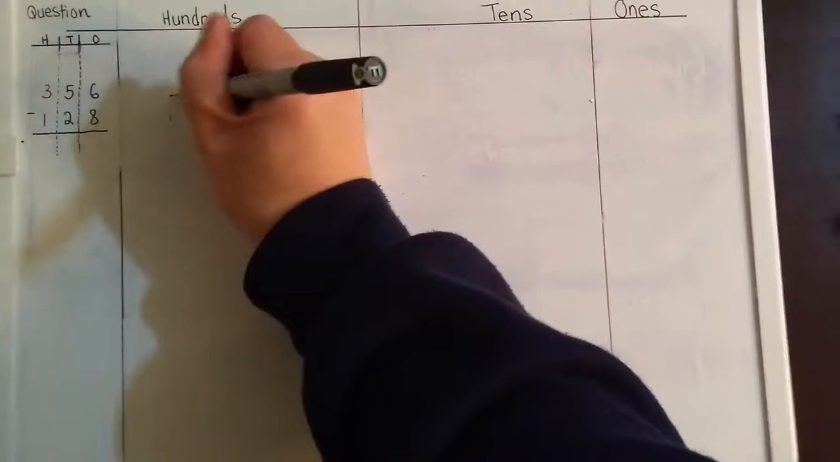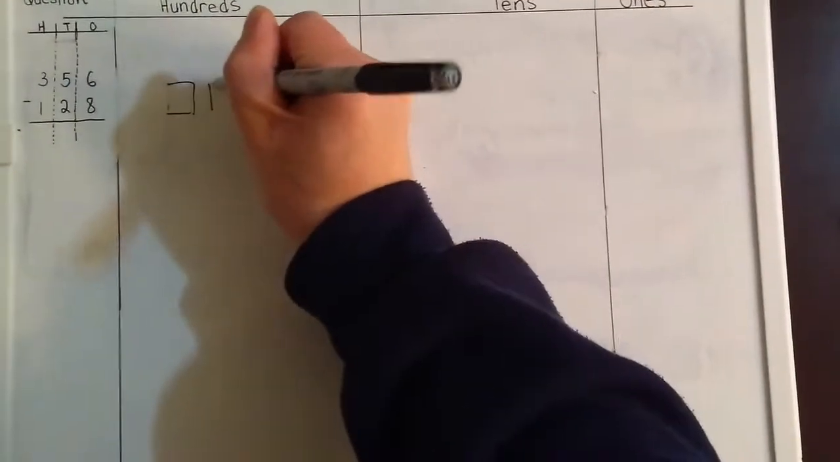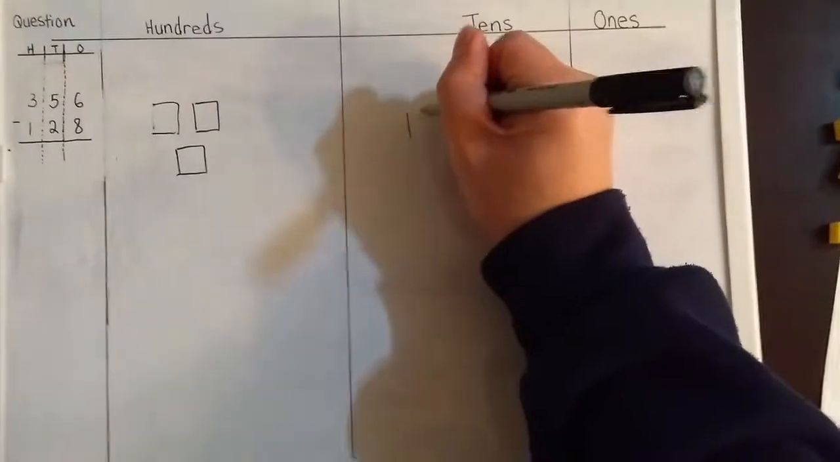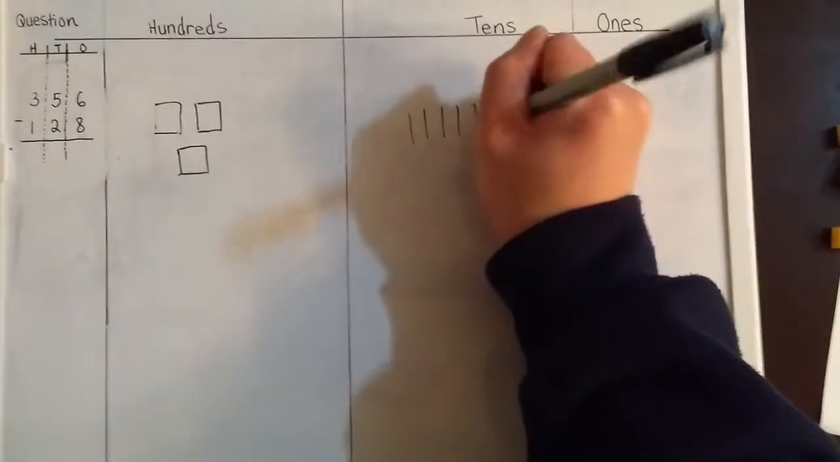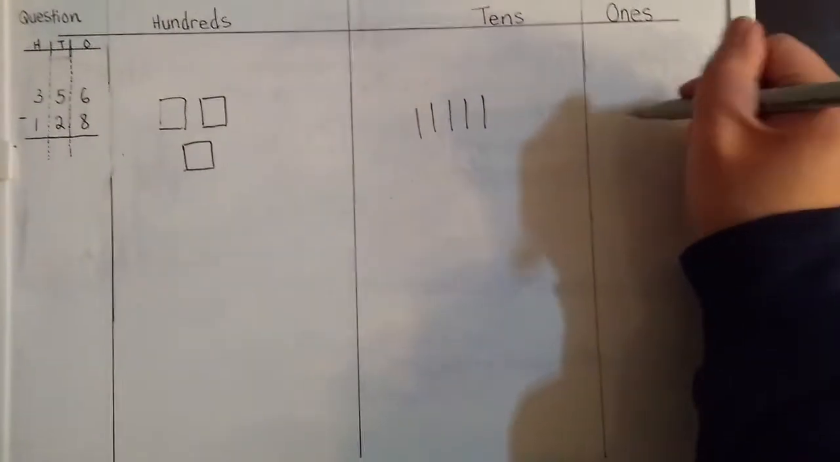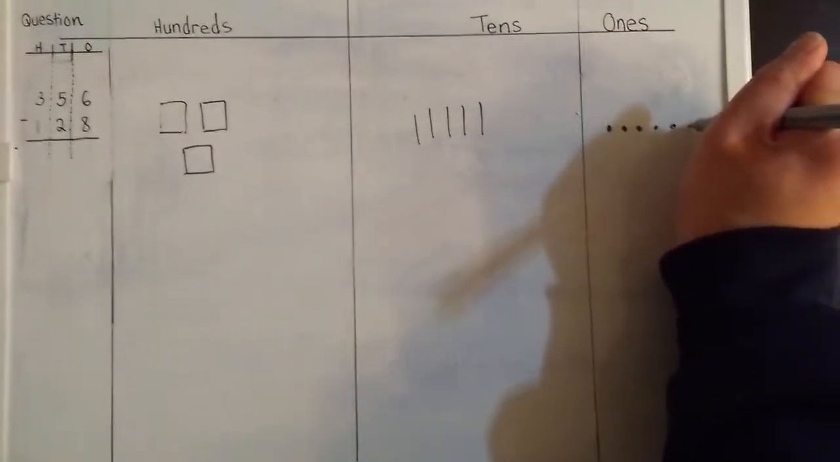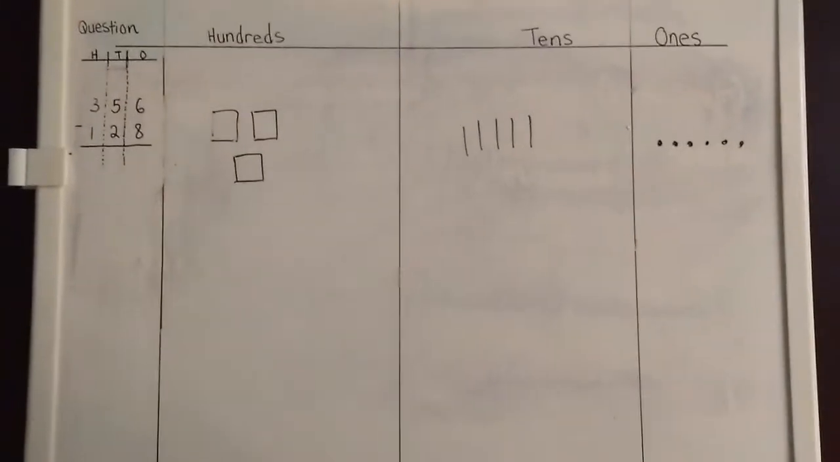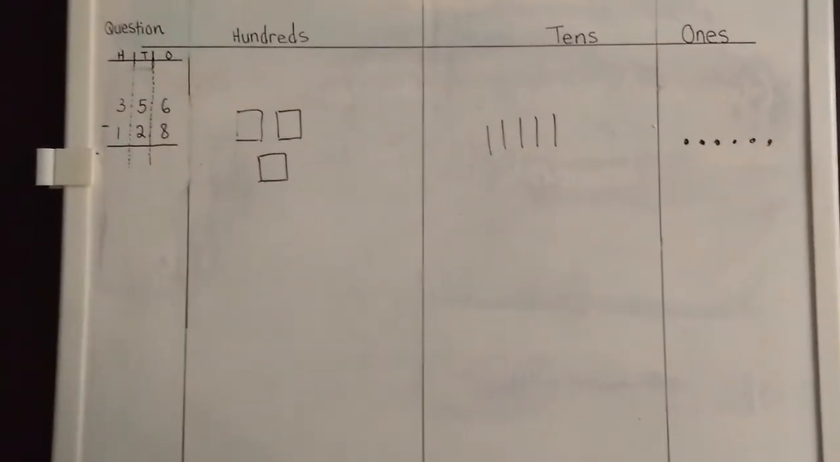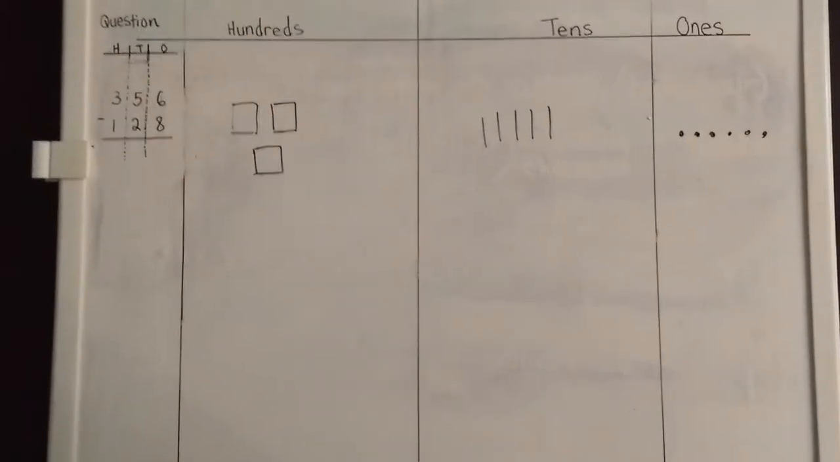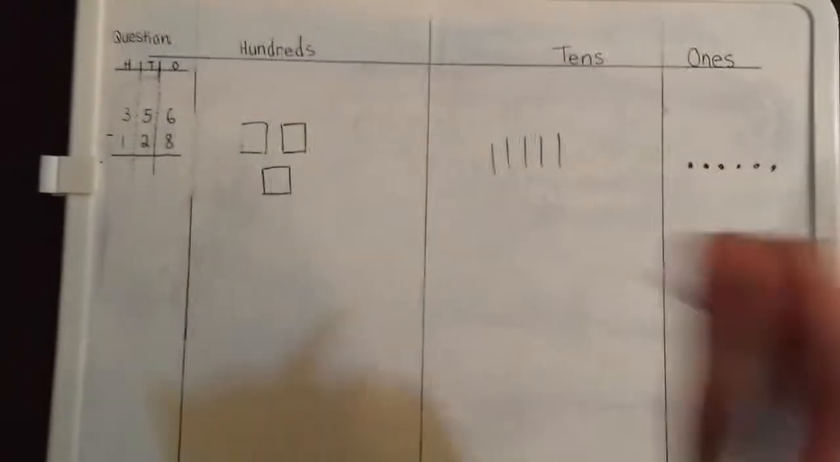I'm going to draw 100, 200, 300s. I need 56, so I need 5 10s. 1, 2, 3, 4, 5. And I need 6 1s. 1, 2, 3, 4, 5, 6. When I do 356 subtract 128, I always start with my 1's place value. I start with 6 1s.